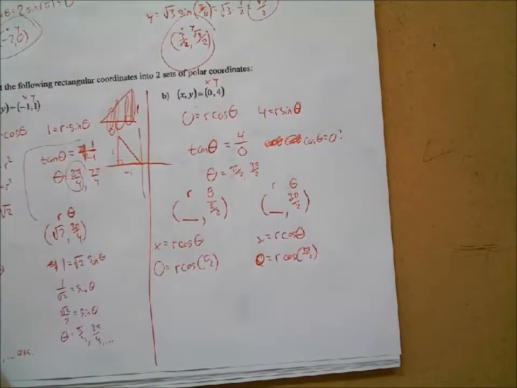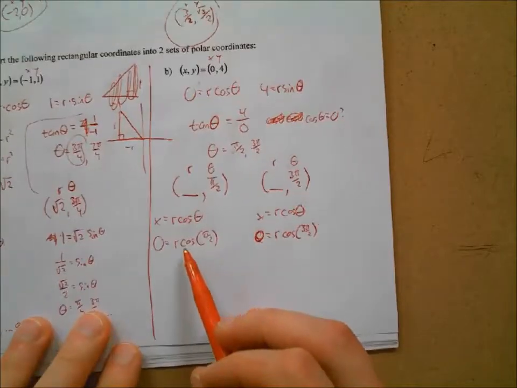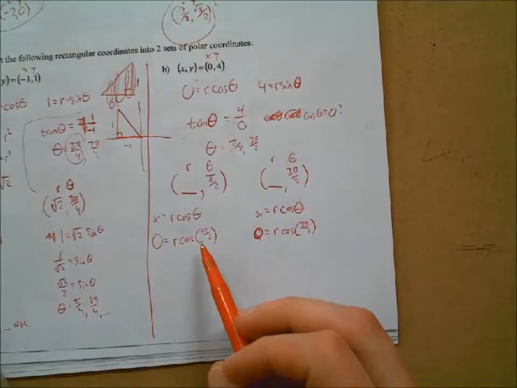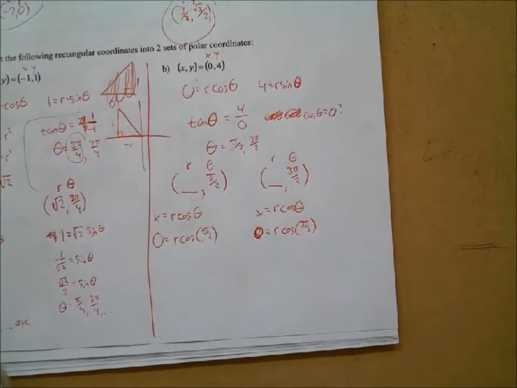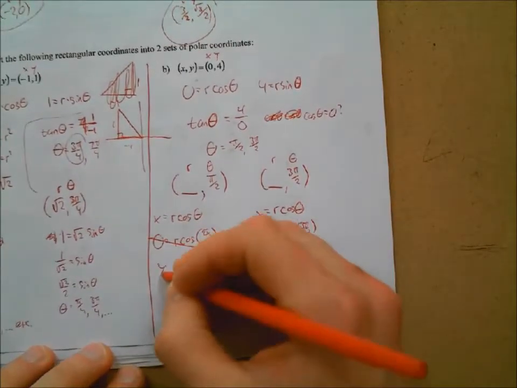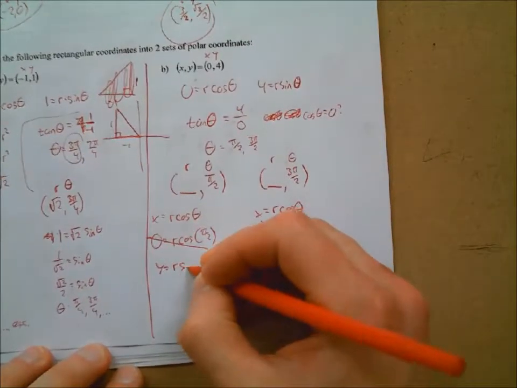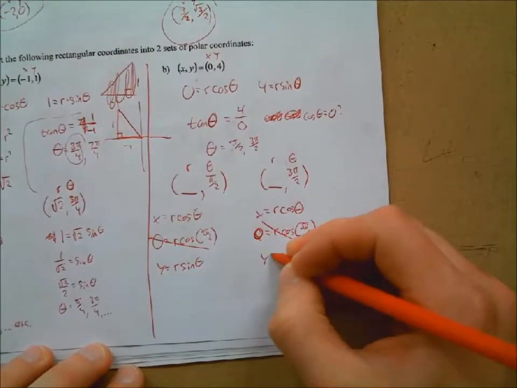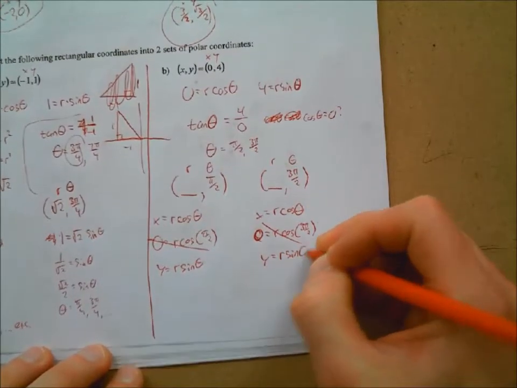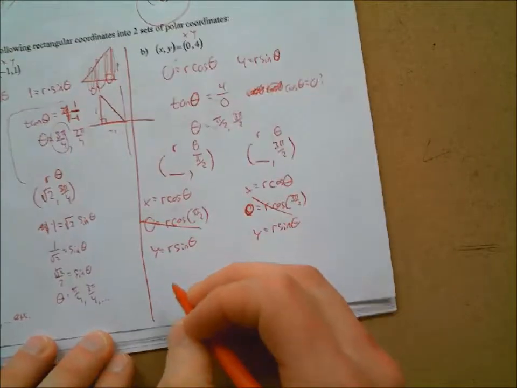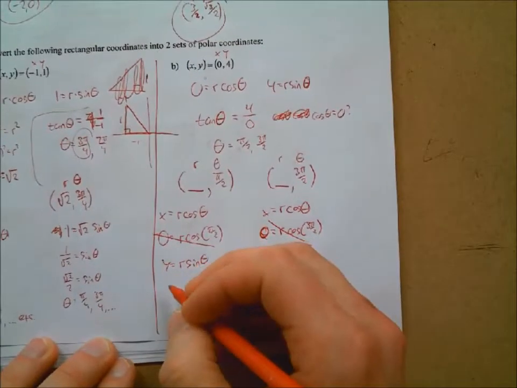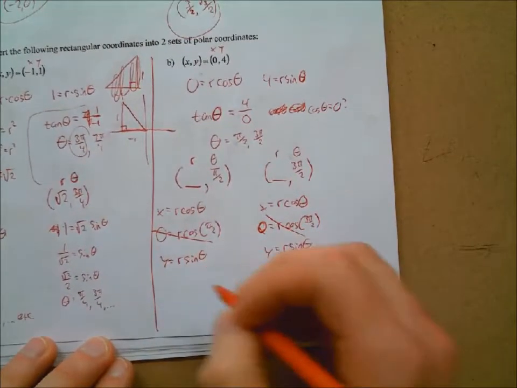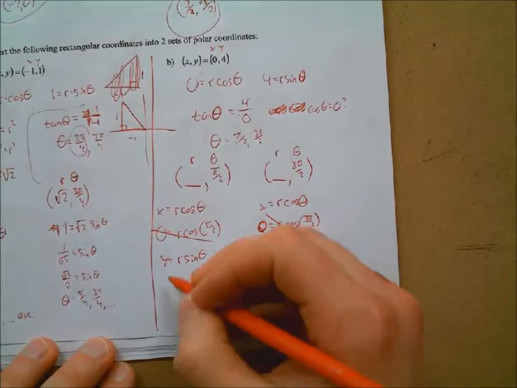Oh, Mr. Wid. What's cosine of pi over 2, guys? 0 times r. You can't solve for it. Bad choice, Mr. Wid. Let's go to y equals r sine theta. Oh my goodness, it's all on tape too, so we get to listen to this as many times as we want.